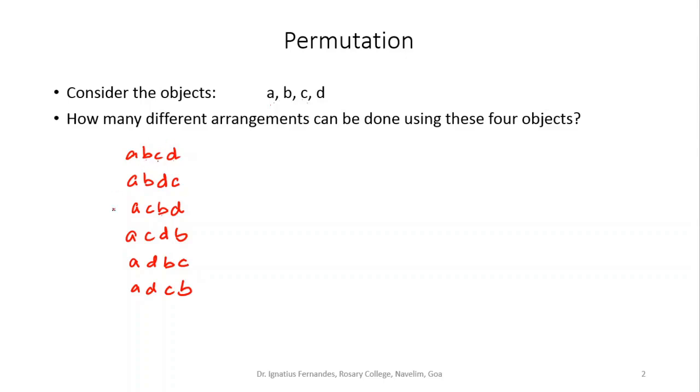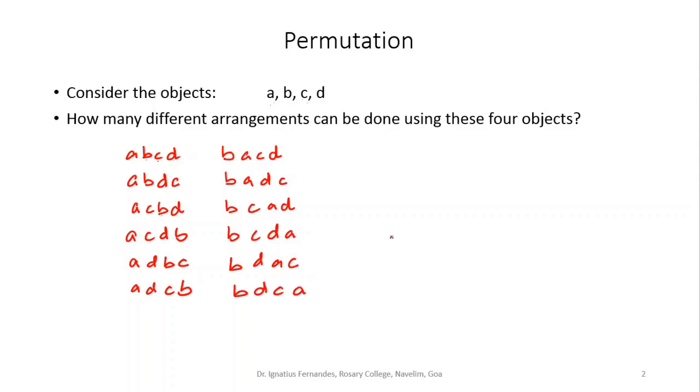Now, all these arrangements are with A as the first letter. Instead of A as the first letter, I could also write B, A, C, D. In that case, I will get six different arrangements: B, A, D, C, or B, C, A, D, B, C, D, A, or B, D, A, C, B, D, C, A. Every different order in which I place them gives me a different arrangement.